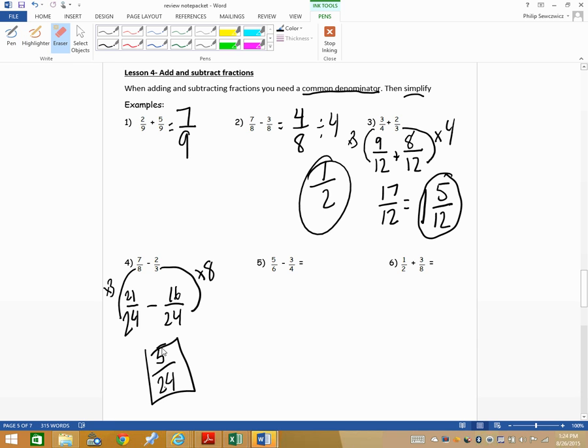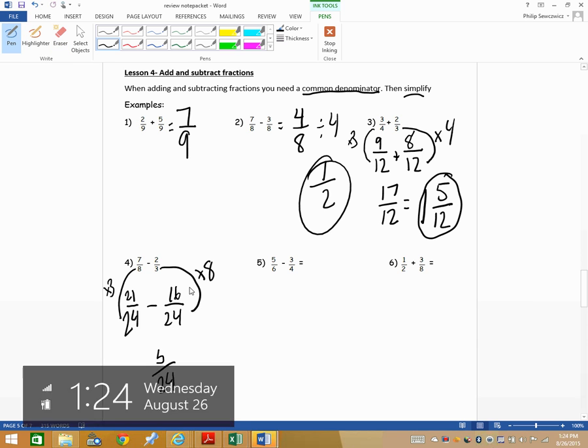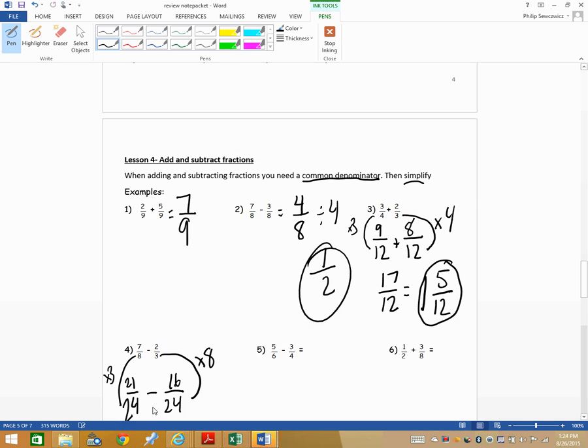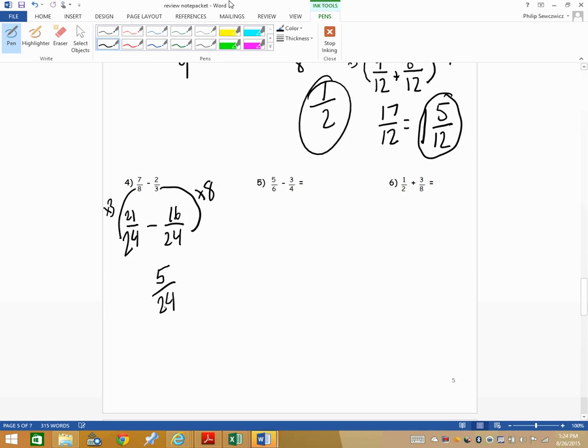Oh boy, let's rewind. The big thing to keep in mind here is the fact that you need a common denominator. Once you get your new denominators, you will need to get your new numerators as well.